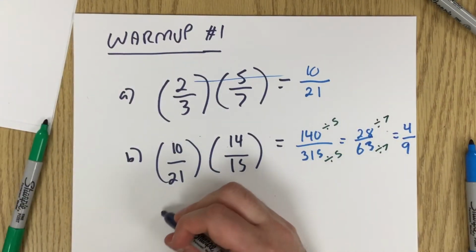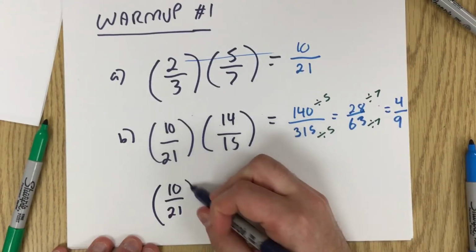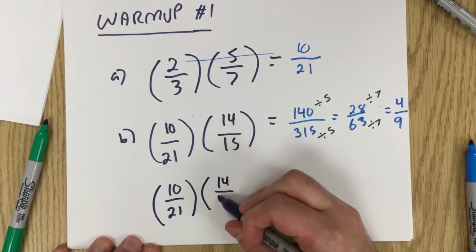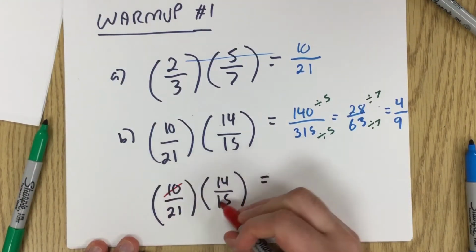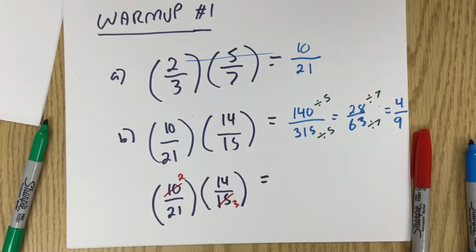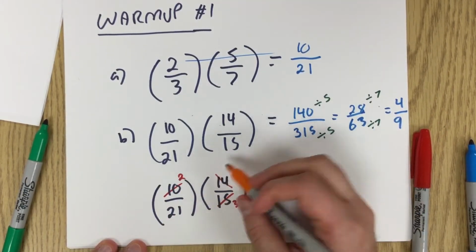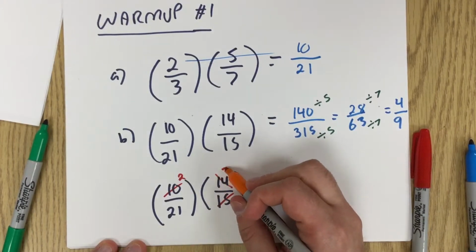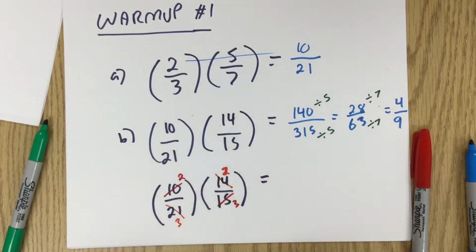I'm going to show another way of doing this one actually. So let's say we get 10 over 21 times 14 over 15. I essentially could reduce before I multiply. So here I multiplied and then I reduced. I could reduce before I multiply. So I could divide both of these by 5. And I get 10 divided by 5 is 2. And that's 3. And then I could divide both of these by 7. That gives us 2. Divide by 7 and I get 3.